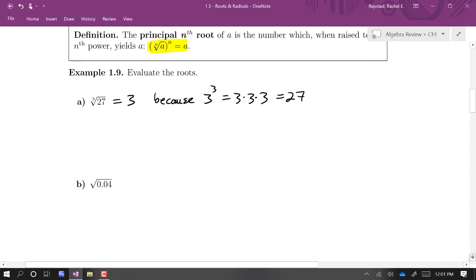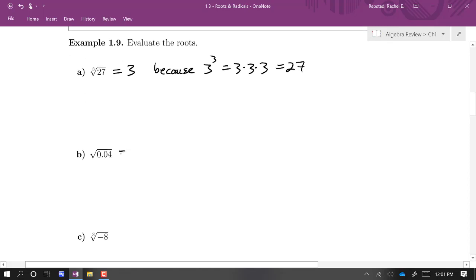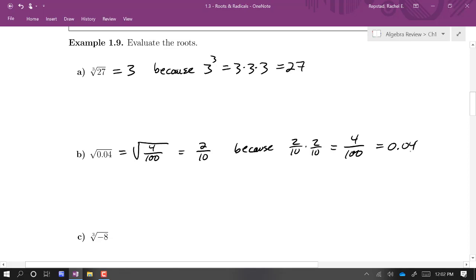The square root of 0.04. We have a decimal here, but knowing that these are convenient numbers, I'm going to think of a more clever way to write this. This is the square root of 4 over 100, right, 4 hundredths. And this is 2 tenths, because 2 over 10 times 2 over 10 is equal to 4 over 100, which is 0.04. So if we wanted to use decimals here, we could say that the square root of 0.04 is 0.2.